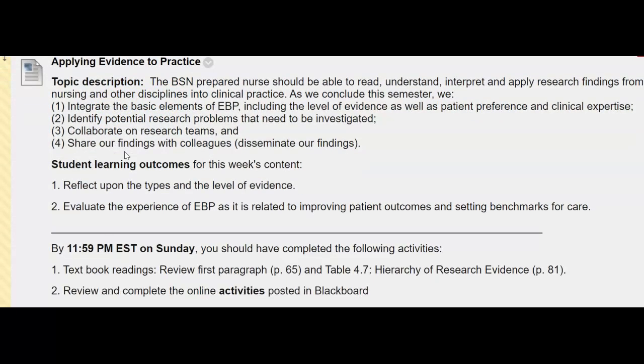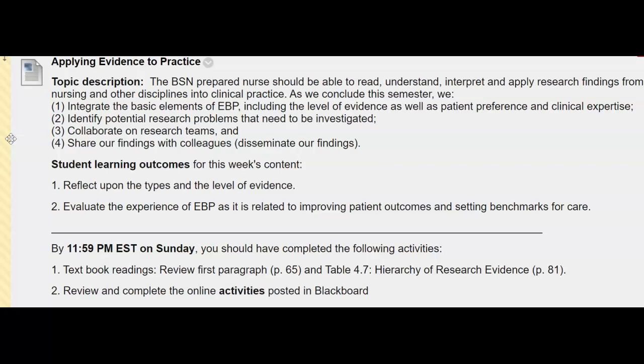So this is the learning unit where we're really focused on applying evidence to our practice. So you know already that you have learned how to read, understand, interpret, and apply research findings from nursing and other disciplines into clinical practice. That's what this course has been about, evidence-based practice. So as we conclude, we know that we are nurse researchers prepared at the baccalaureate level to integrate the basic elements of evidence-based practice, including the level of evidence of each article, as well as patient preference and clinical expertise.